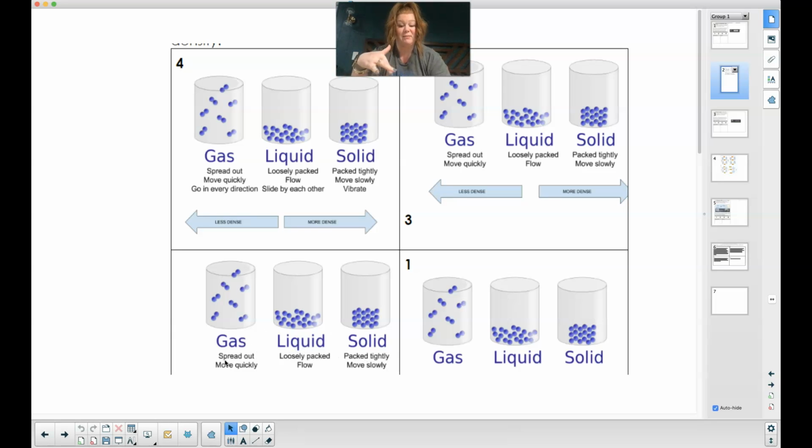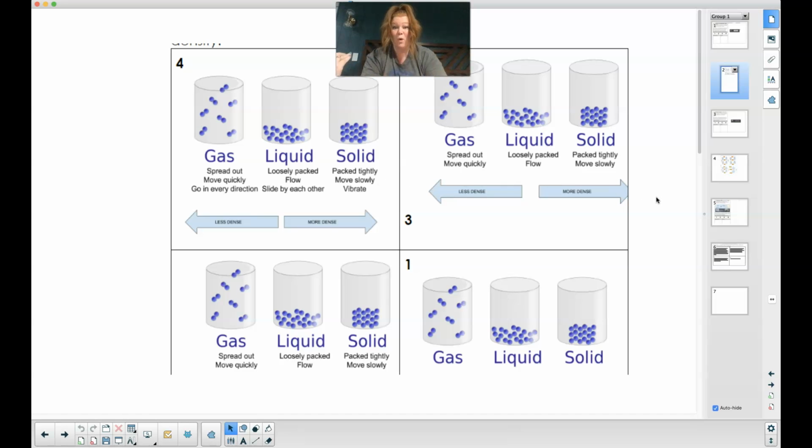These are spread out and they move fast. These are loose, they flow. These are packed, they're slow. So that's 2 of the things I asked for. That's a 2. So to get a 3, we talked about 3 of the things. So here's my model. And I'm showing they're spreading out. They move quickly. So this is exactly the same. I added another detail. When we're getting this way, we're going less dense. These are more dense. So we're comparing their densities.